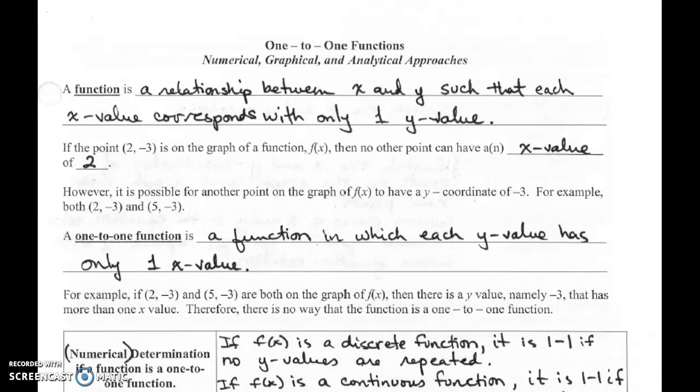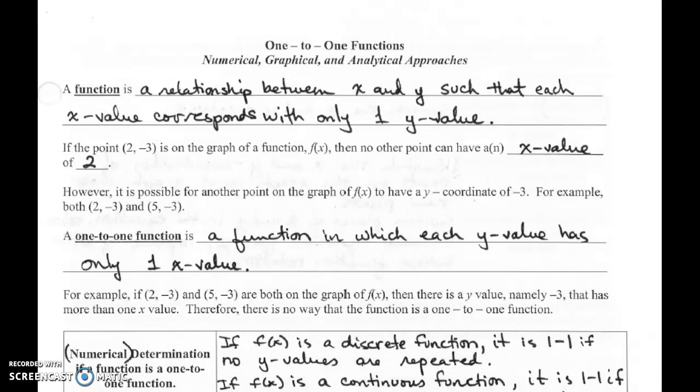So as you look at that first part where it says if the point (2, -3) is on the graph of a function, then there's no other point that can have an x value of 2. Because if there is, then the x is repeating and it's no longer a function. So feel free to pause the video and write down anything you want to from that first statement.